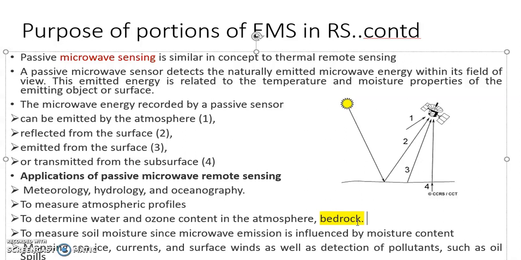It also measures soil moisture content, as the microwave emission is influenced by moisture content. It measures the winds, it can detect the pollutants, right? It can detect if there are oil spills in the ocean, correct?